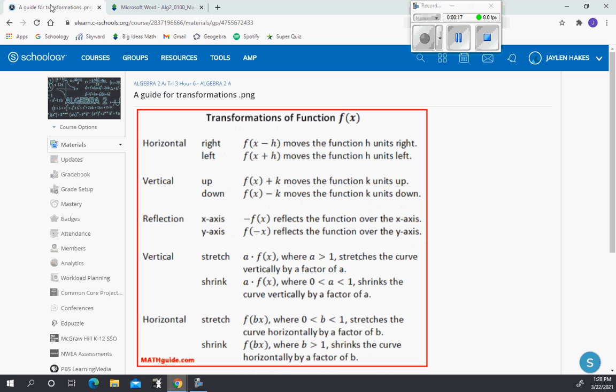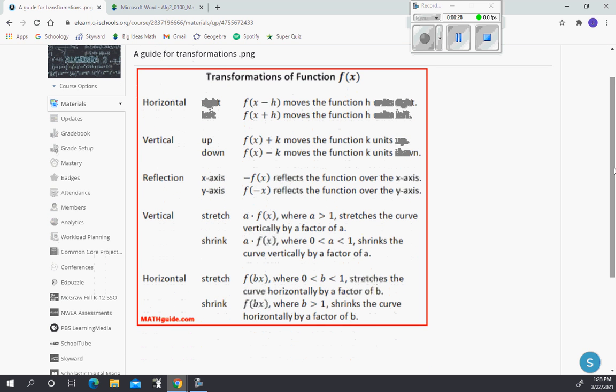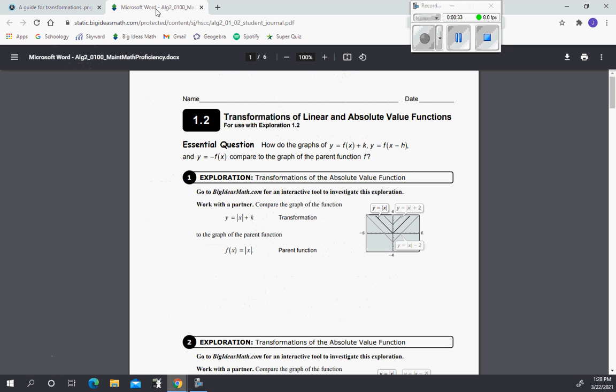This is on your Schoology page right up at the top above the Chapter 1 folder. Again, this cheat sheet is going to be extremely helpful.